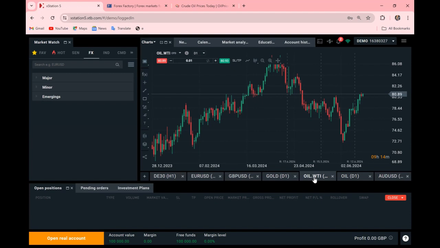Sir, can a 1,000 account trade it? Yeah, sure. 1,000 can trade oil. Why we don't like 1,000 on gold is because of spread. 1,000 can trade oil. 0.1 is 10 cents. 0.2 is 20. 0.01 is 10 cents. 0.02 is 20 cents. It's okay.